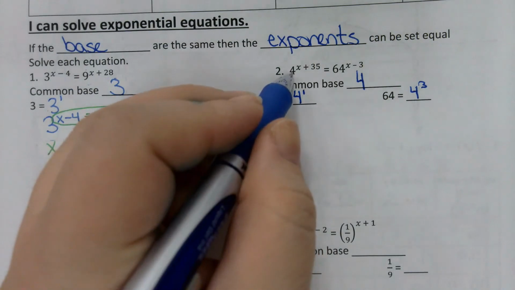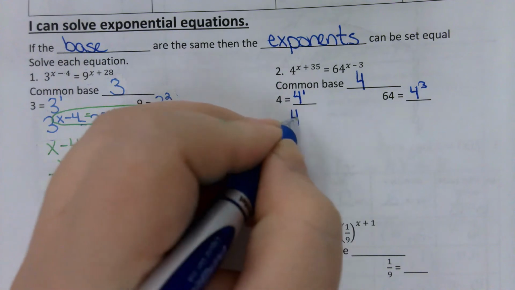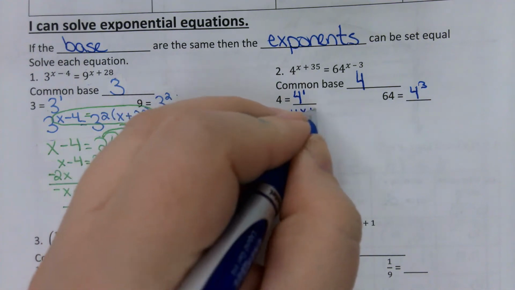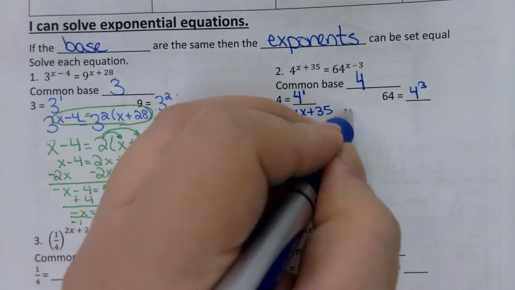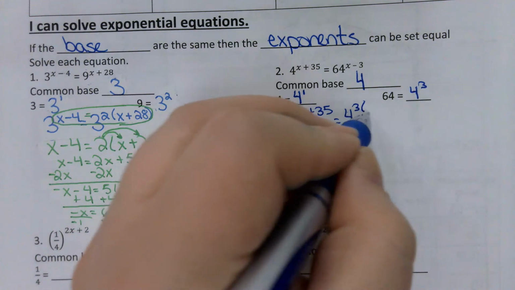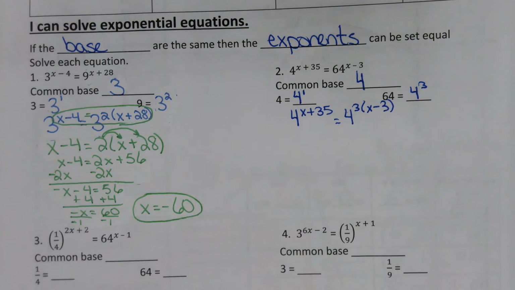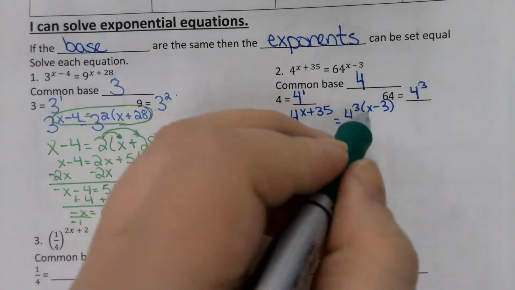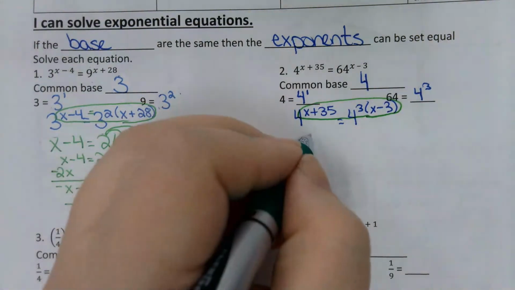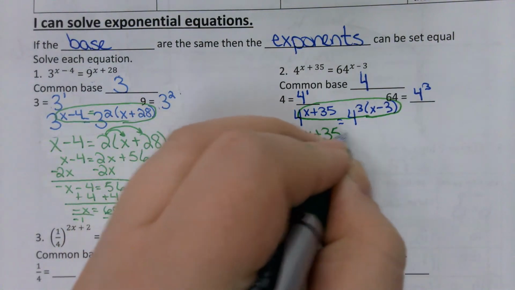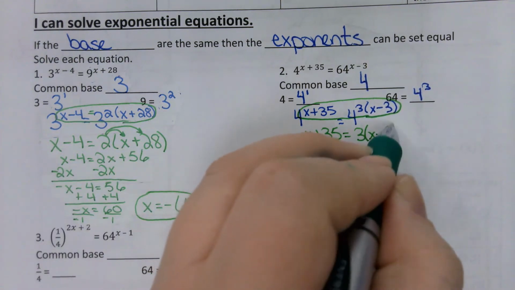I'm going to rewrite my equation with my equivalent bases. So 4 replacing itself, not a whole lot of change. But 64 will be replaced with an equivalent number, 4 to the third, leaving whatever exponent was already there inside parentheses. Our bases are now the same, so we'll set the exponents equal to each other. X plus 35 equals 3 times x minus 3.